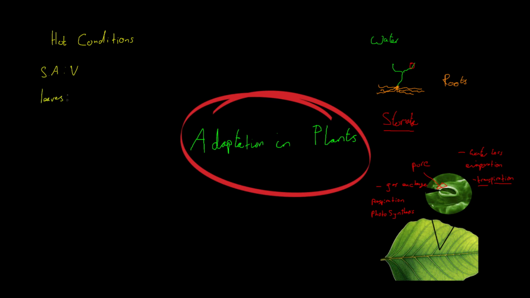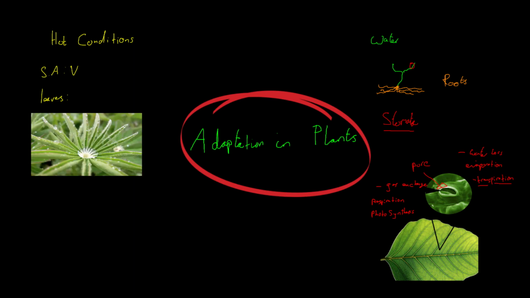So different shaped leaves allow different surface area to volume ratios. And one which is fairly striking is this one here. It has fairly thin leaves, but they are very long and quite open. And so you might think, well, that's actually a pretty high surface area.